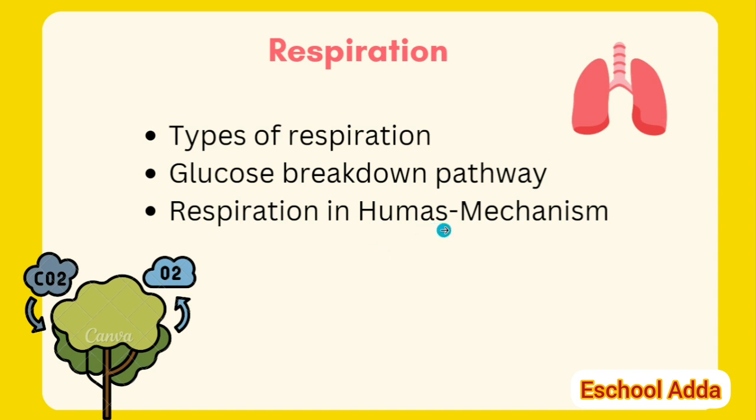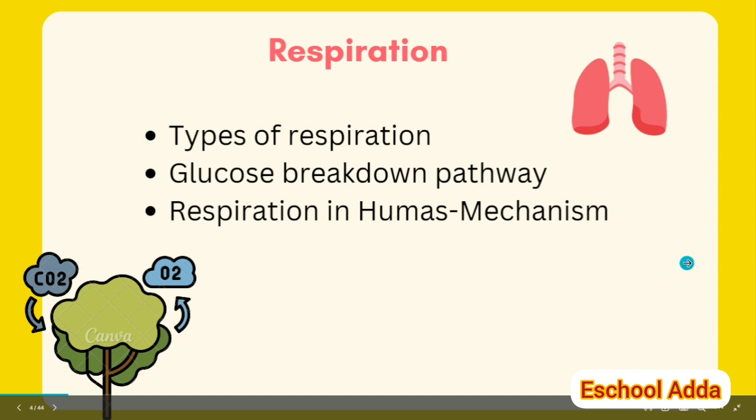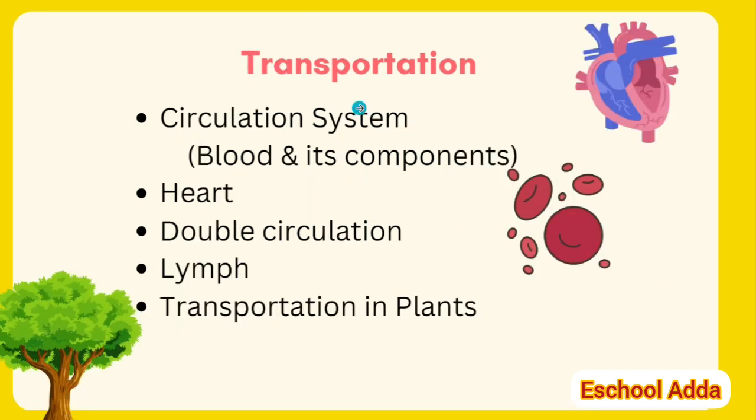Next, respiration in humans, that is the mechanism. In human beings, there is a mechanism for respiration. That is, our lungs are involved, nose, lungs, trachea, everything. Each part is involved. We'll be studying what the parts involved are and the function they do in this chapter. And other than that, respiration in plants is that they take in carbon dioxide and they release oxygen. We'll study that also. Next is transportation.